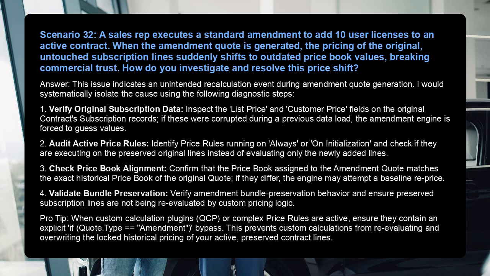4. Validate bundle preservation. Verify amendment bundle preservation behavior and ensure preserved subscription lines are not being re-evaluated by custom pricing logic. Pro tip: when custom calculation plugins (QCP) or complex price rules are active, ensure they contain an explicit "if quote type is equal to amendment" bypass. This prevents custom calculations from re-evaluating and overriding the locked historical pricing of your active, preserved contract lines.